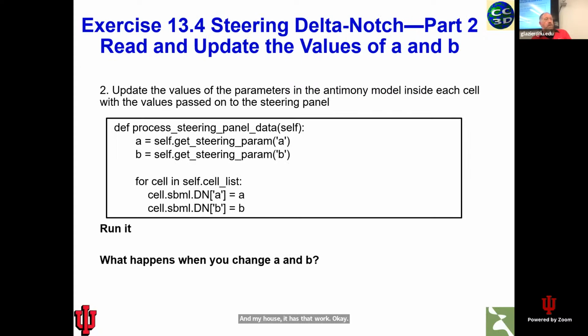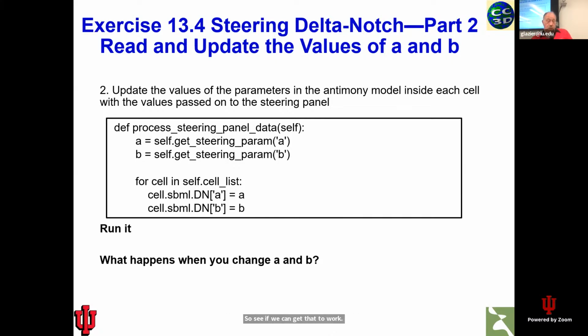So the next thing we have to do is actually take action based on what we've typed. And so this is now a function which is called process steering panel data. And we have to read the new value of A and B from the slider. And then we have to iterate over our cells and update the values of A and B for the cell. And so if you add this code, now when you change the values of A and B, you should see the pattern change. So see if we can get that to work.